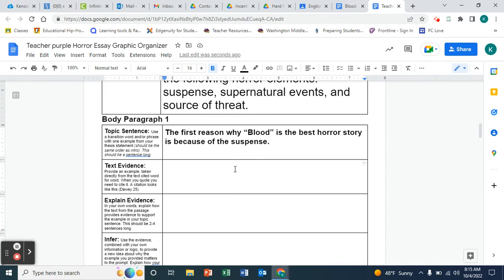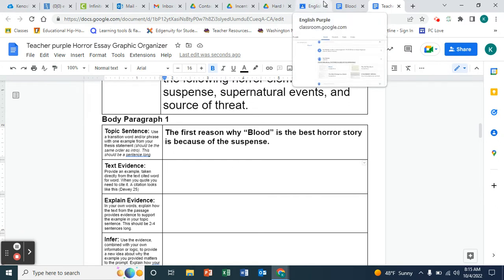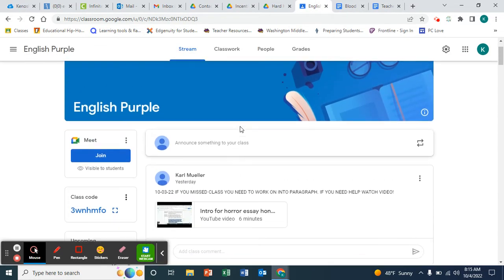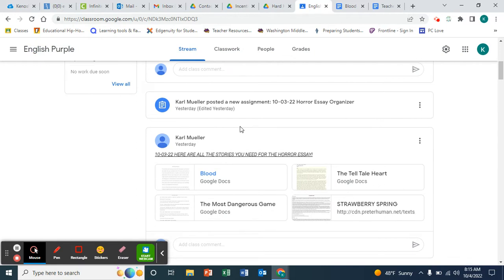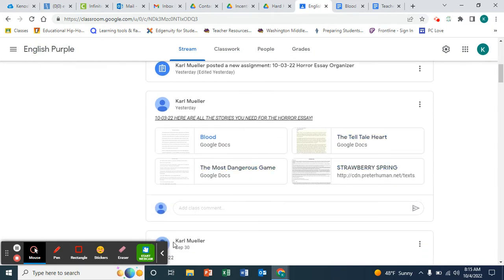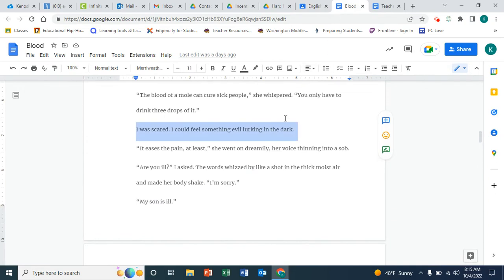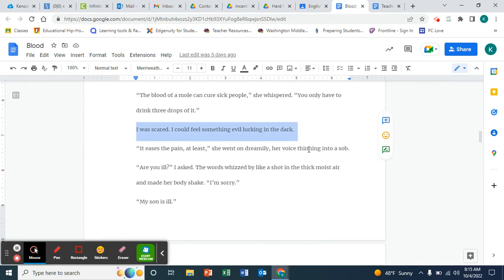So what you need to do now is find a quote from the story. If you are at home watching this online or on the computer and you don't have a paper copy, what you need to do is go to Classroom, and here are all the stories, all of them. So I already clicked on Blood, and I already have my quote about suspense. "I was scared. I could feel something lurking in the dark."